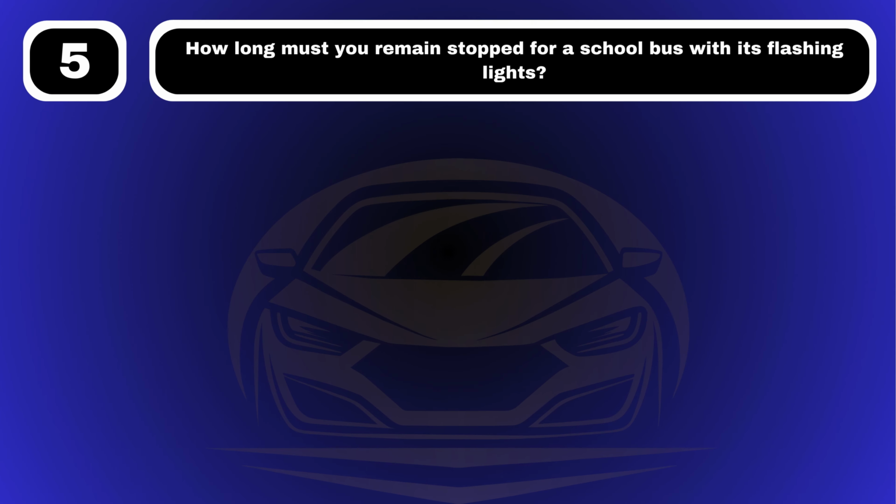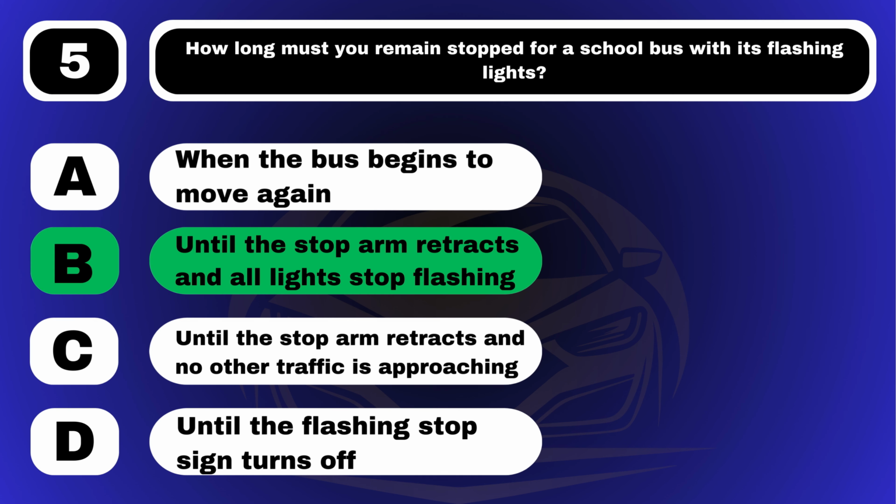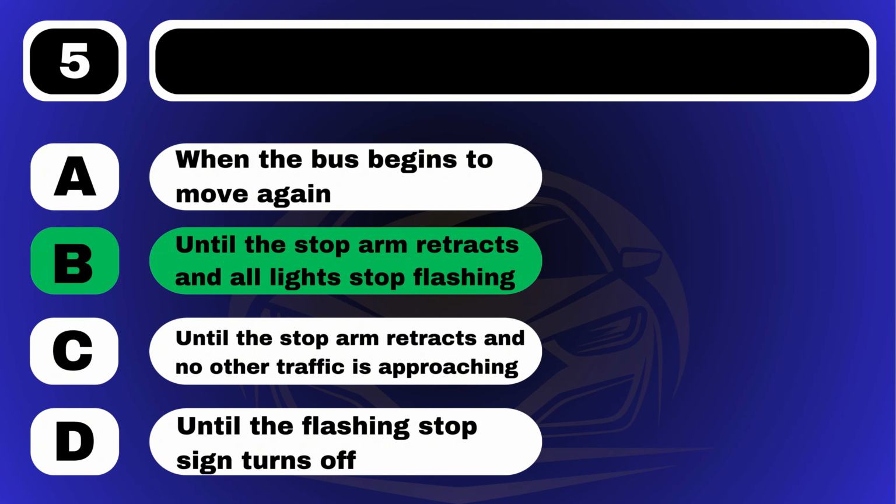Question 5. How long must you remain stopped for a school bus with its flashing lights? A. When the bus begins to move again. B. Until the stop arm retracts and all lights stop flashing. C. Until the stop arm retracts and no other traffic is approaching. D. Until the flashing stop sign turns off. The answer is B. Until the stop arm retracts and all lights stop flashing.